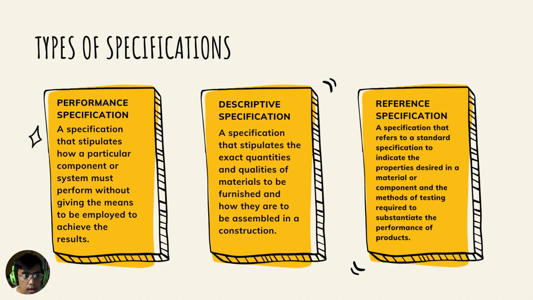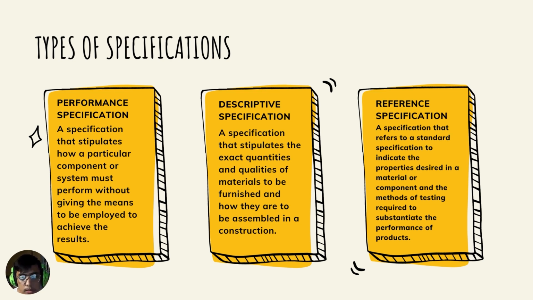So, there are types of specifications. Naglagay ako dito ng tatlo. First is performance specification, a specification that stipulates how a particular component or system must perform without giving the means to be employed to achieve the result.